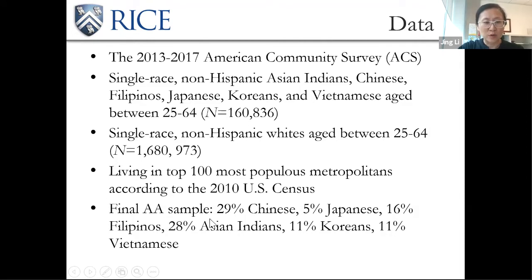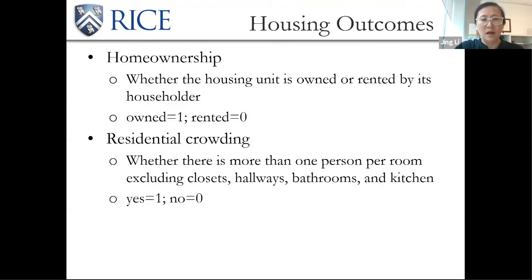We limit our sample to people who live in the top 100 most populous metropolitan areas according to the 2010 US Census. In our final Asian American sample, 29% are Chinese, 5% are Japanese, 16% are Filipinos, 28% are Asian Indians, and Koreans and Vietnamese both constitute 11%. Our housing outcomes include home ownership and residential crowding. Both are dummy variables.